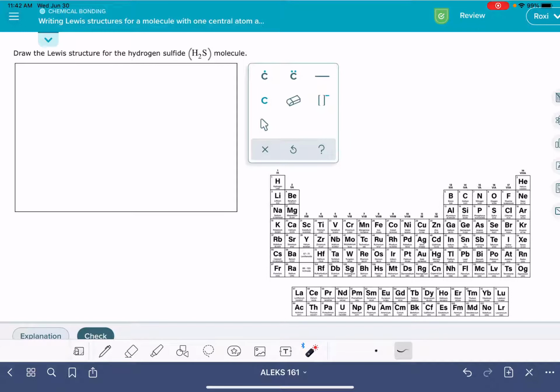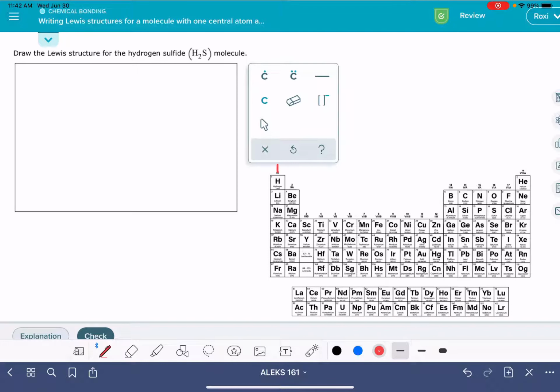In this video, I'll show you how to solve the ALEKS problem called writing Lewis structures for a molecule with one central atom and no octet rule exceptions. The first thing that we want to do in this process is count up the number of valence electrons for all of the atoms in this molecule. And this is going to be based on their location on the periodic table.